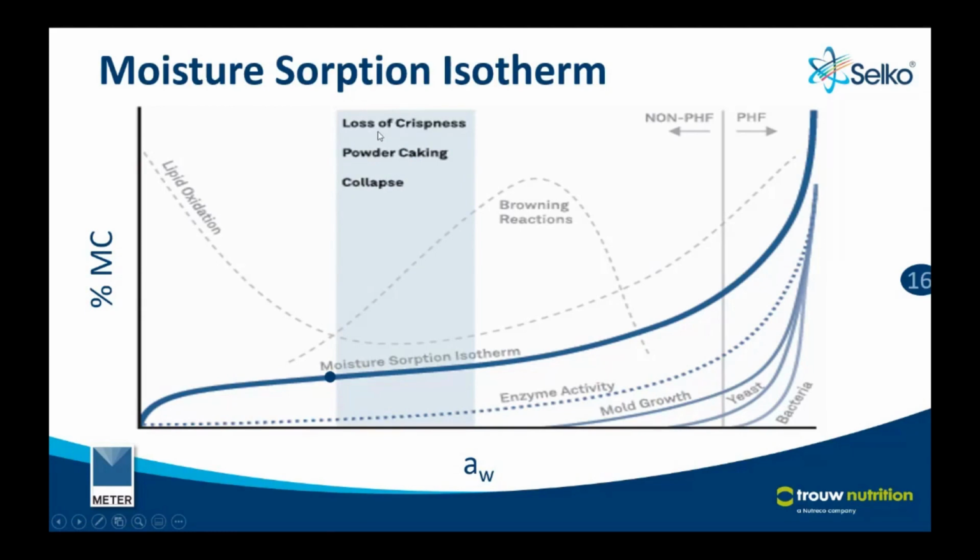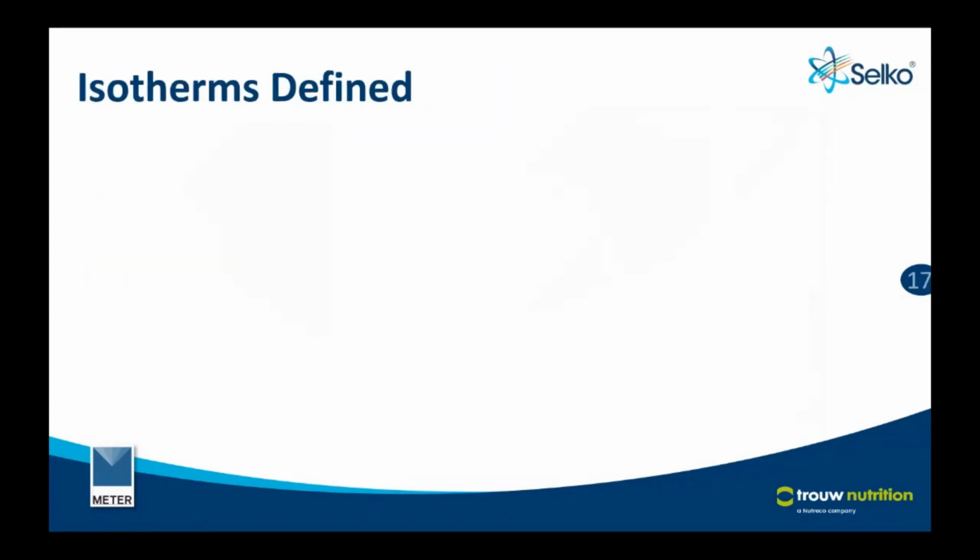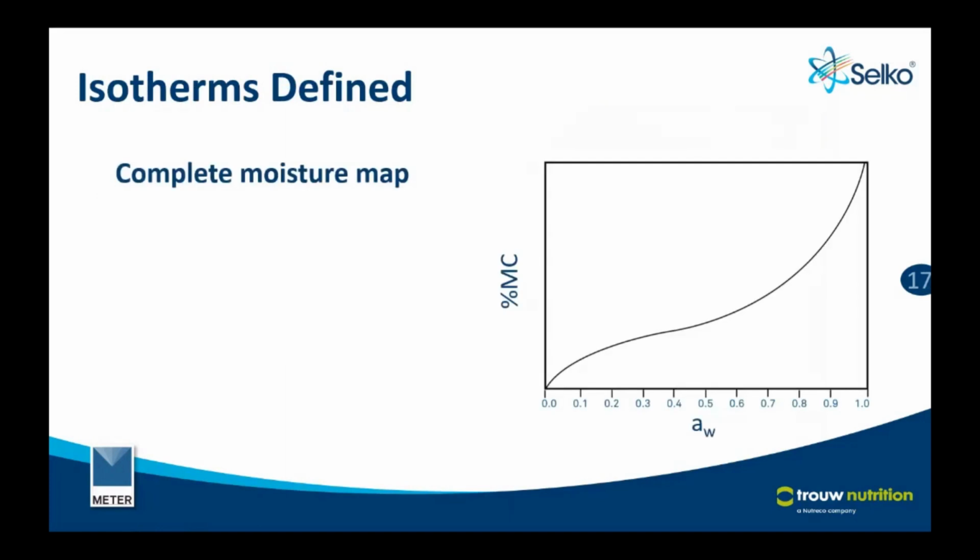So when we use this in the food industry, we generally talk about this being a balance between the safety and the quality of the product, as well as the yield and revenue. And we'll be looking at a calculation later that relates back to yield and revenue. So isotherms, I like to call them a complete moisture map because they tell us everything that we need to know about the water in that product or in that sample.